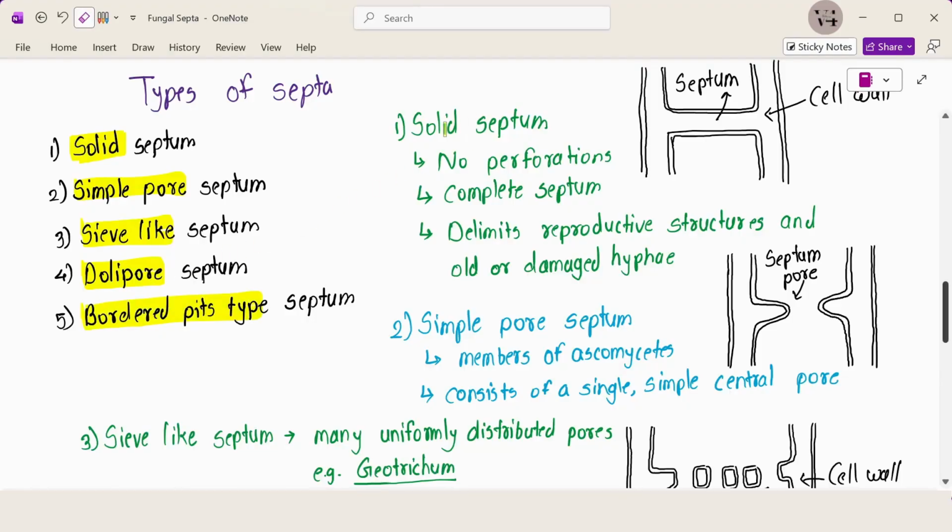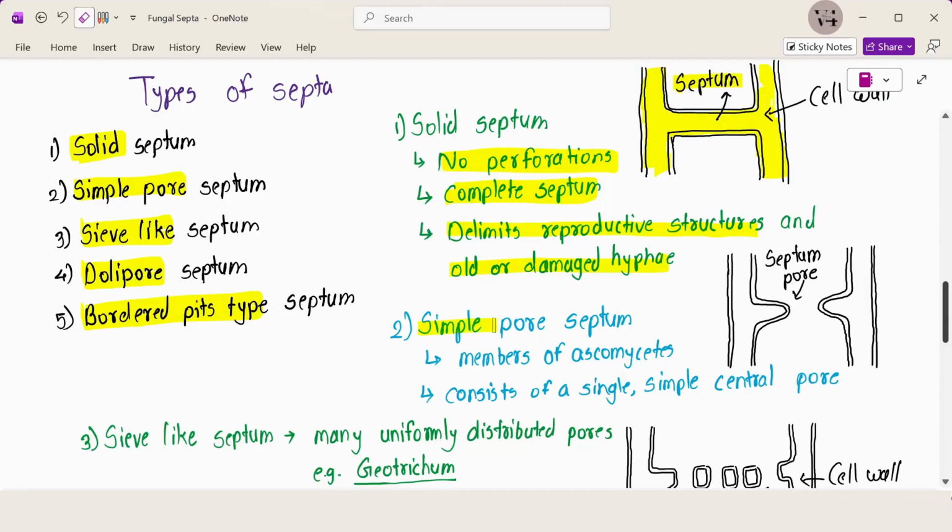Now let's understand what is solid septum. A solid septum has no perforations. It is used by the fungus to delimit reproductive structures or to seal off old or damaged parts of the hypha. Draw two parallel hyphal walls and a solid straight line connecting them. Label it as solid septum.